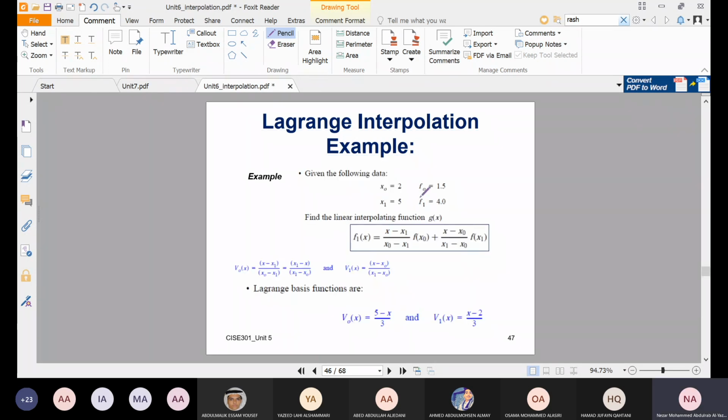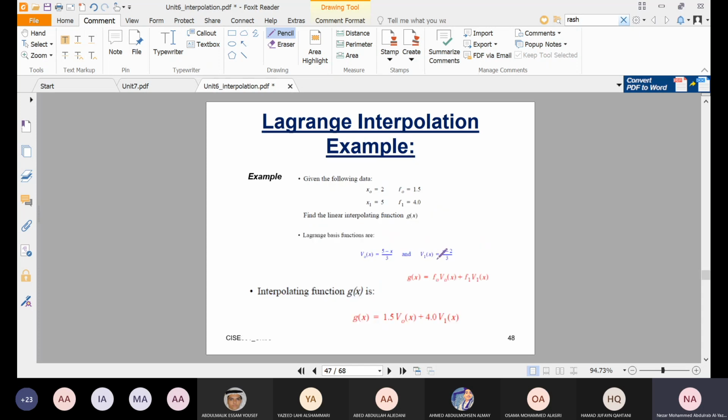So if you do this by substituting and computing here, this v0 is just L0, and this v1 is L1. Some use v's and some use L's, so any form we can use. At the end we just substitute and find this, and we know the function at x0 and x1, and after that we just substitute to find the interpolation polynomial.